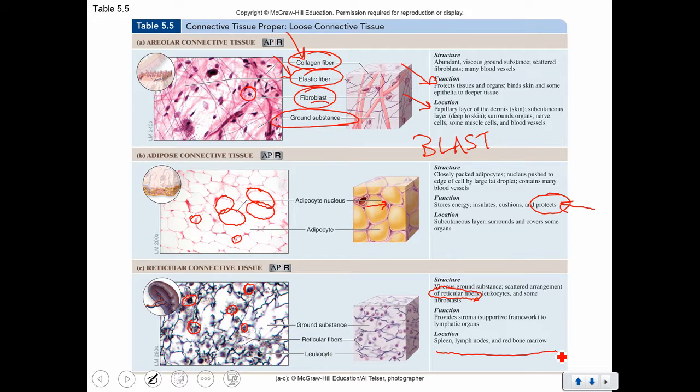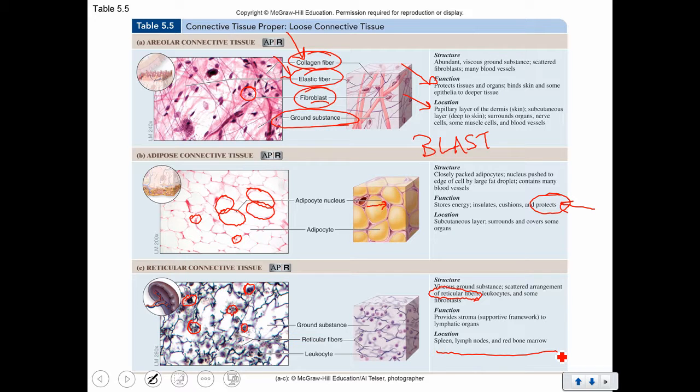Okay, so we have our loose connective tissues. What are the three types of loose connective tissues? Remember, it's AAR. Areolar, adipose, and reticular. Okay, good. So remember, loose connective tissues: adipose, areolar, reticular. Or areolar, adipose, reticular, depending on what order you want to go through. These kind of go in threes. So you'll be all right.